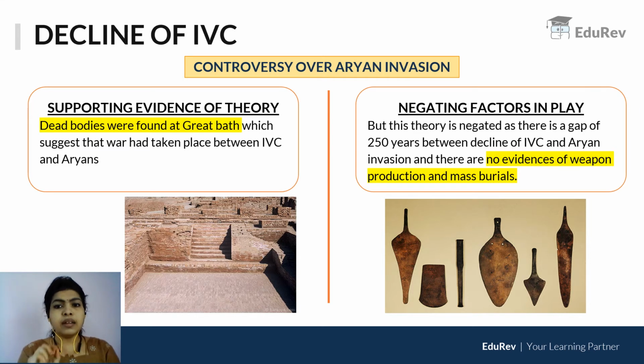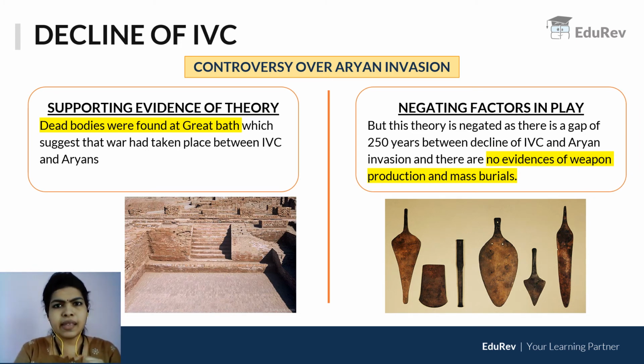The first reason is that there is a gap of almost around 250 years between the conclusive decline of IVC and the complete invasion of the Aryans. So this gap, who's going to justify this gap? That is one point of view. Another thing is there is no evidence of mass production of weapons and mass burials. So how can you say that Aryan invasion has actually taken place? Because there is no mass killing, there is no massacre of people. How can you say that the Aryan invasion is the reason for the IVC to decline? That is the negating factor. So there is one supporting factor, there is one negating factor.